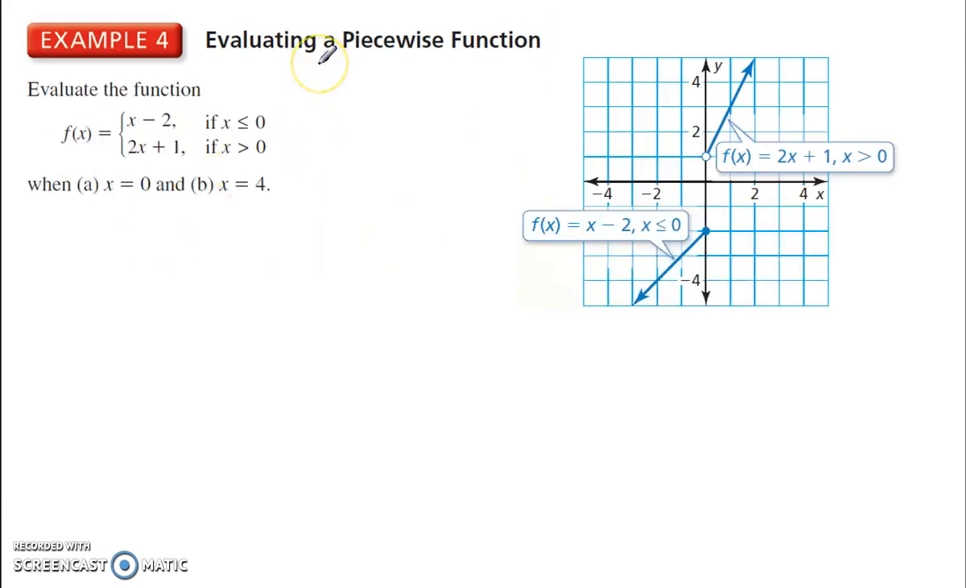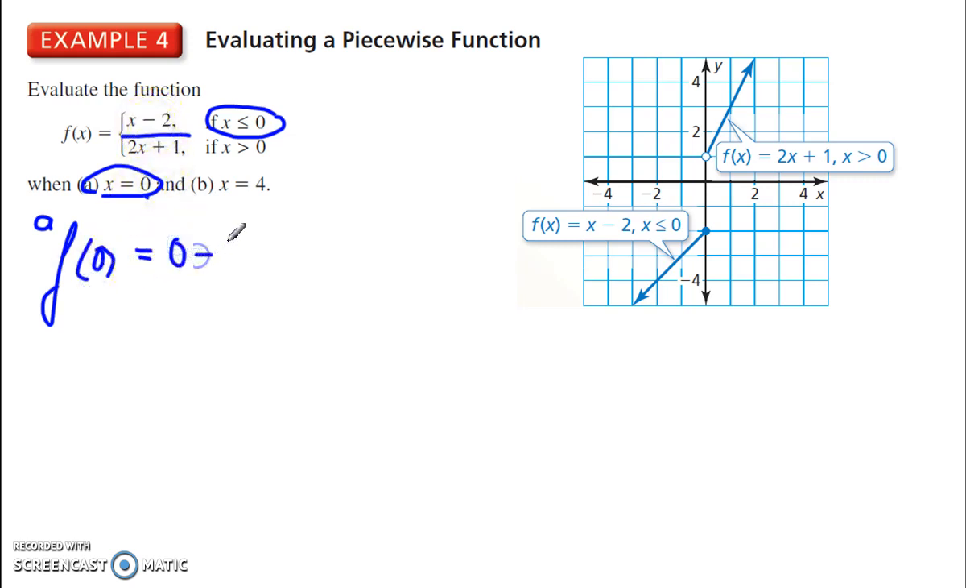So if I want to evaluate a piecewise function, they say evaluate this function when x is 0 and b, when x is 4. So a, when x is 0, we check to see when it equals 0, then I have to use this first one. So when x is 0, f of 0, we evaluate the first one, so 0 minus 2. When x is 0, the function value is negative 2.